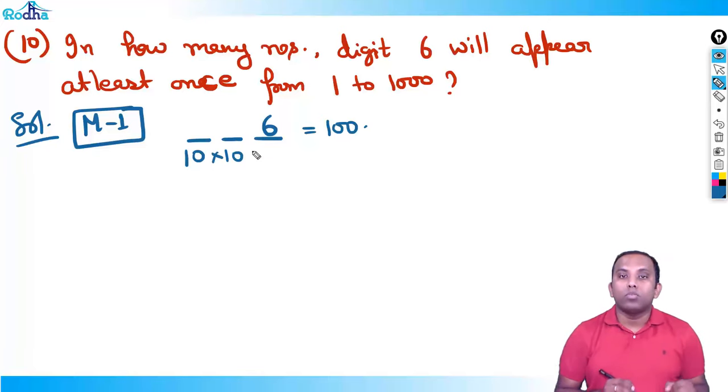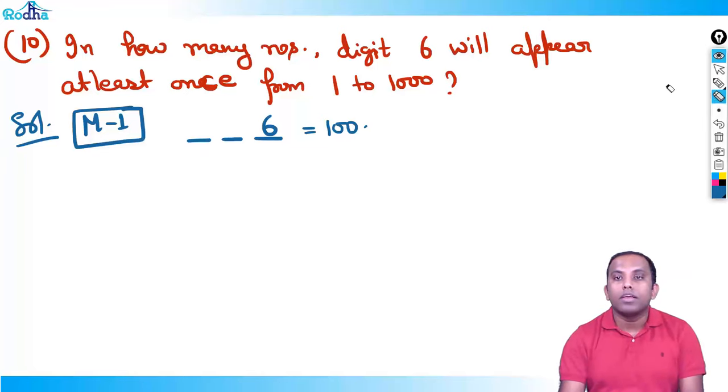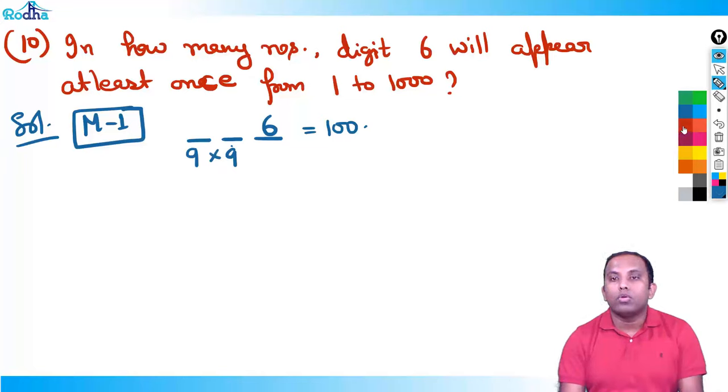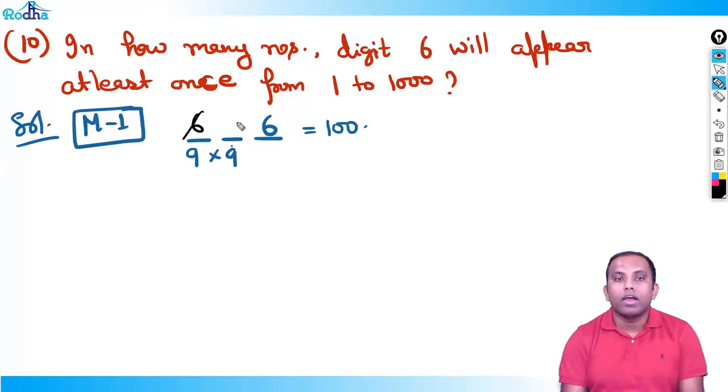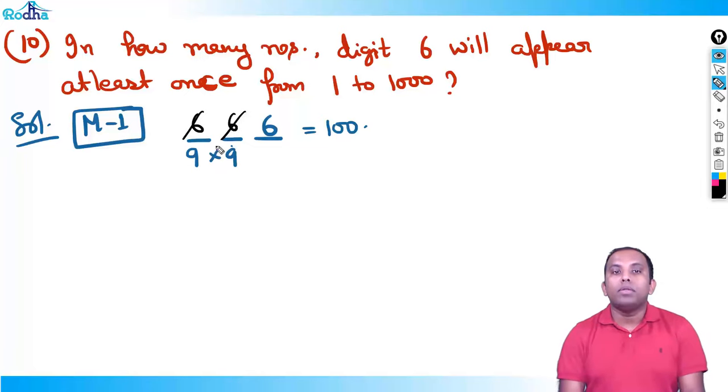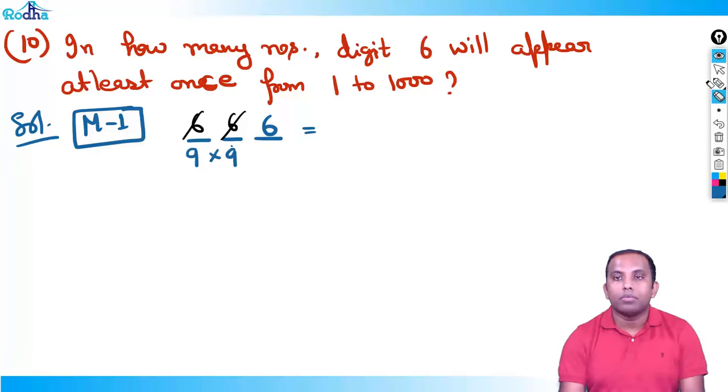But what I want in this case is that digit 6 should appear only once. So it should appear only once, at the units place. That means I don't want digit 6 at the first and second place. So for the first place I have how many options now? 9 options, no 6. For the second place also 9 options, no 6. So if the units place is 6, there are a total of 81 numbers, 9 into 9.